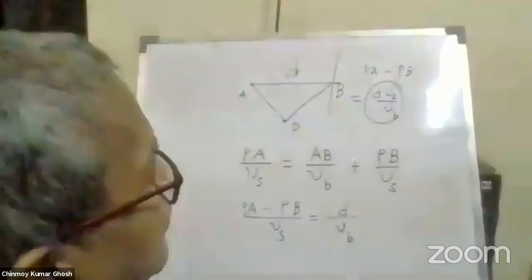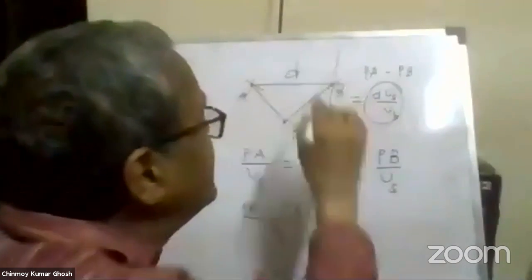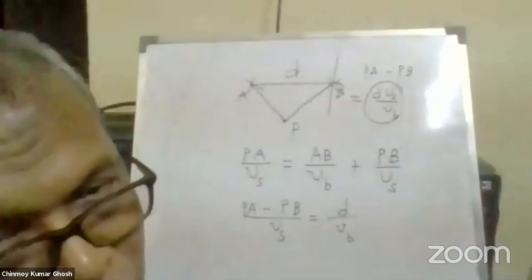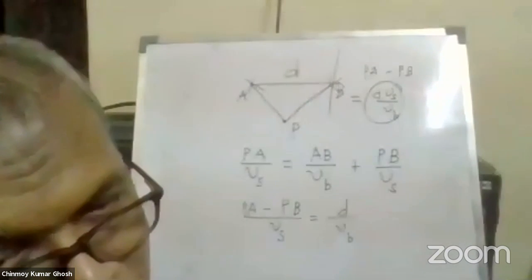ellipse. Hyperbola, sir. Hyperbola. For an ellipse, PA plus PB will be constant. So for a hyperbola, PA minus PB is a constant. It would be a hyperbola with A and B as the two foci.